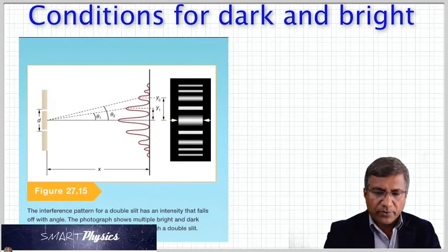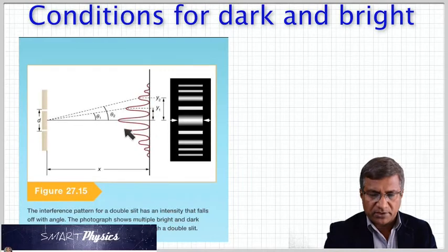So here is a representation of the intensities on the screen. This is the central maximum. You see the intensity is maximum there. And then you have the first dark minima. And then you have the next maximum bright. Then again you have the next minimum and so on.